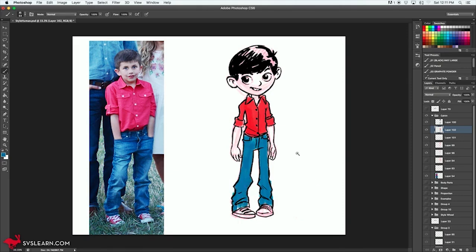All right. That is how you stylize human characters. I hope this made sense. I hope this helps you in your journey of character design, whatever project you're working on. Anyways, that's it. I hope you enjoyed it, and we'll see you at the next class.